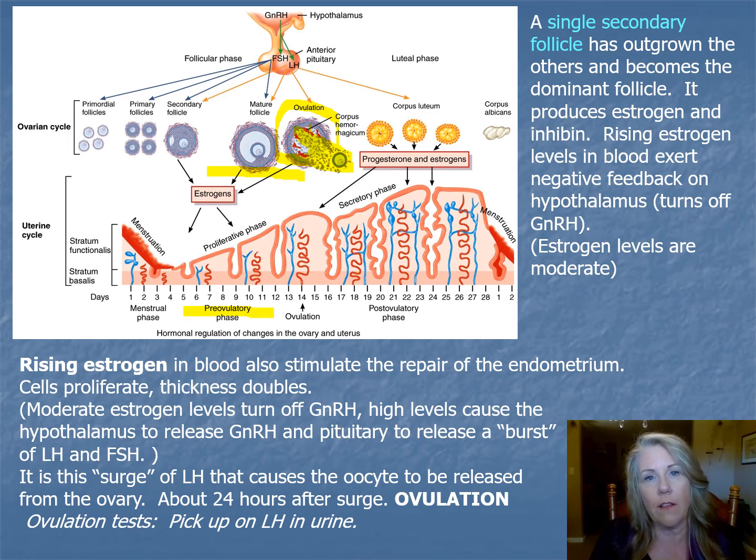The surge of LH will prompt ovulation, but it takes about 24 hours. So after that surge of LH hits the blood, within 24 hours, you should have ovulation. Now, there are such things as ovulation tests, even at drugstores like Walmart and Walgreens. You can buy ovulation tests.